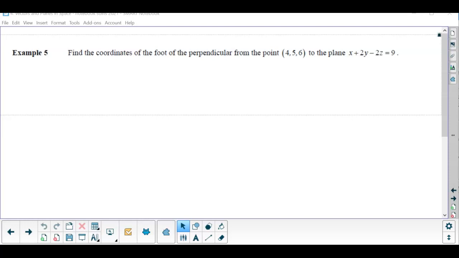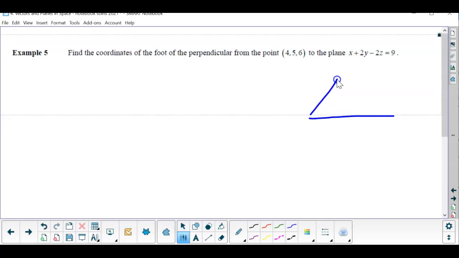Question 5 kind of extends also into question 6. It says, find the coordinates of the foot of the perpendicular from the point 4, 5, 6 to that plane. So the foot of the perpendicular means where it is perpendicular on the plane, so where it touches.